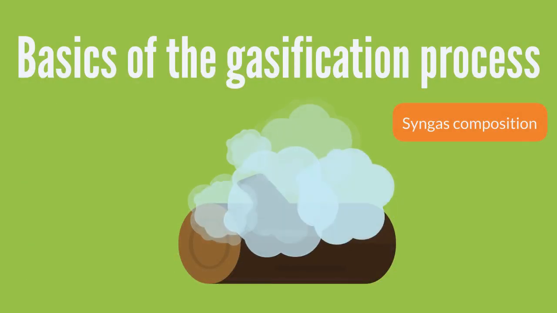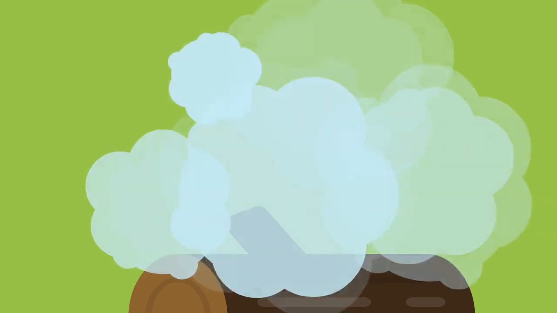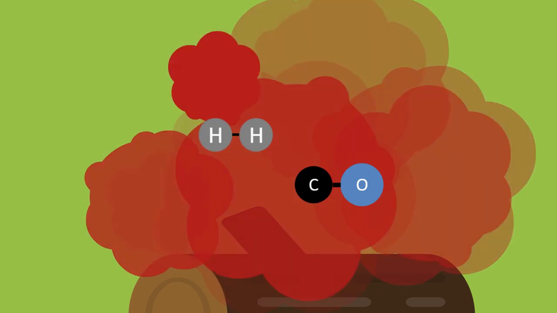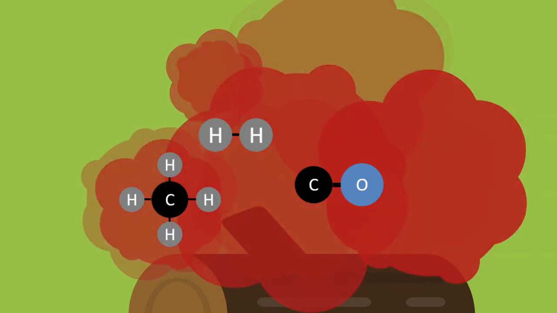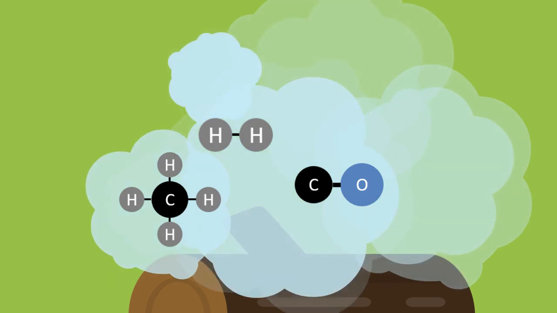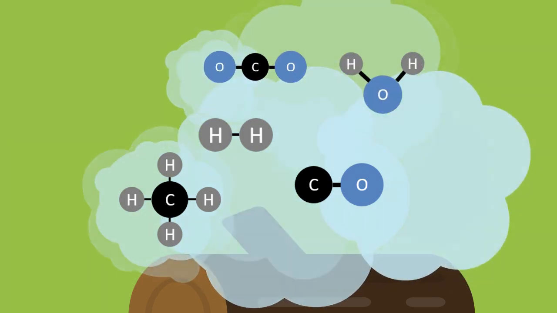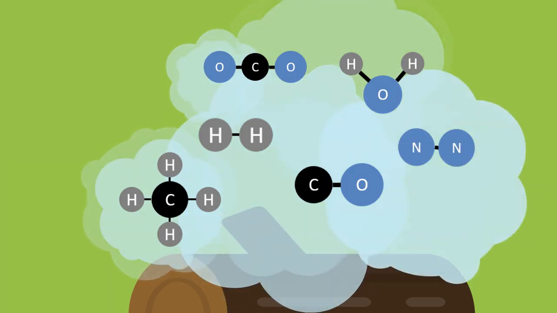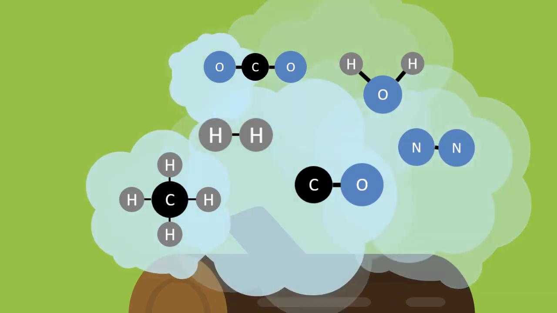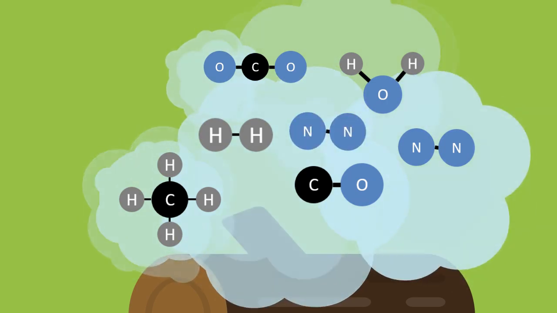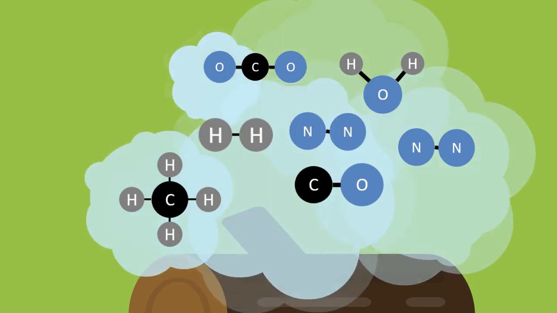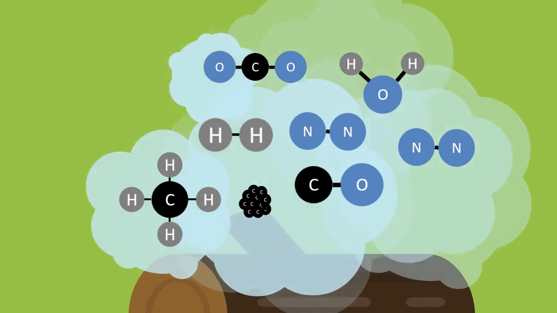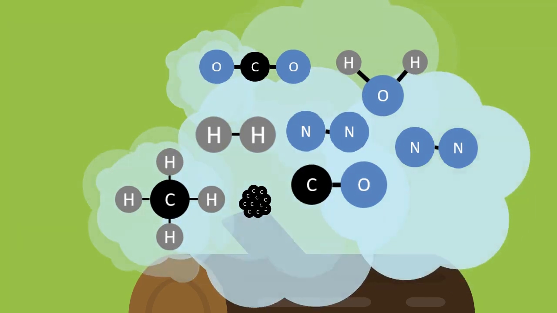Syngas composition. The main components of a syngas should be carbon monoxide and hydrogen, because they can be burned to produce heat. Methane can also be present. But these gases are not alone. Because of the partial combustion of wood, carbon dioxide and water are also present. In an air-blown gasifier, nitrogen goes in with the atmospheric air. Nitrogen dilutes the synthesis gas, decreasing its calorific value. The syngas can also have solid particles, like unburned material, and other pollutants.